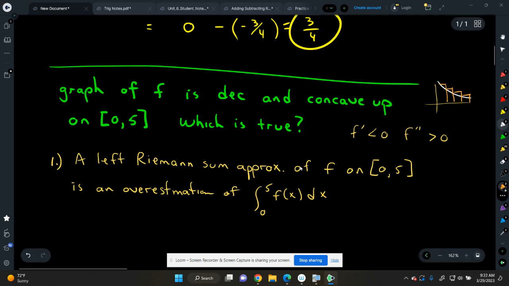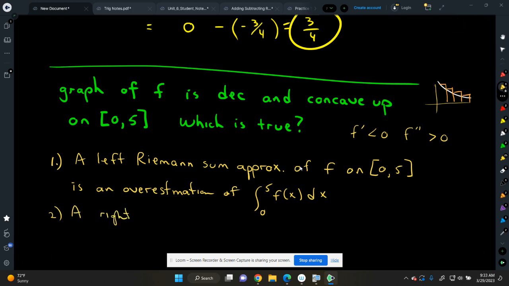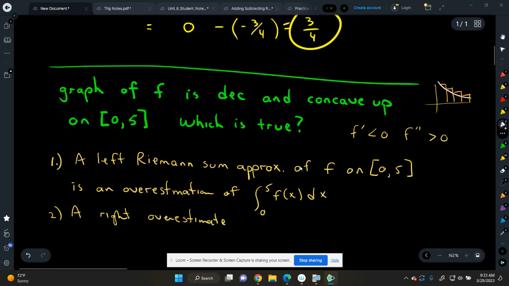Okay. Selection number 2 says a right Riemann sum is an overestimation. Well, you can't have both of those true, correct? So a right Riemann sum is basically going to give you this. So is that true? No. So number 2 is not true.